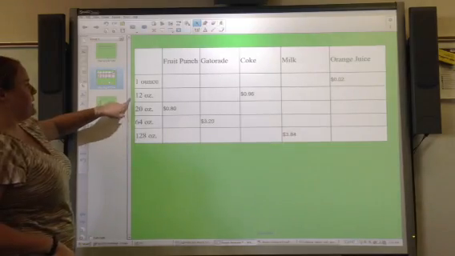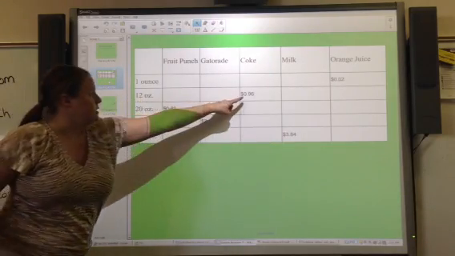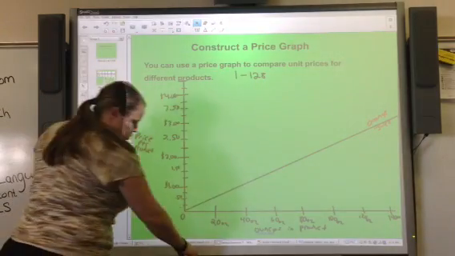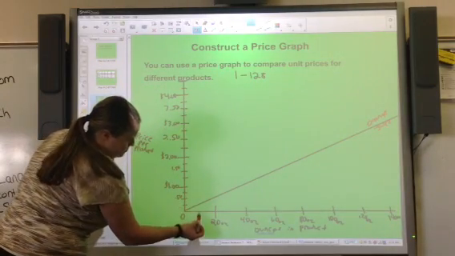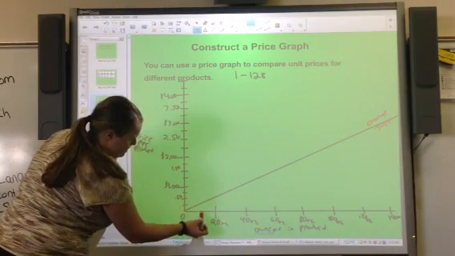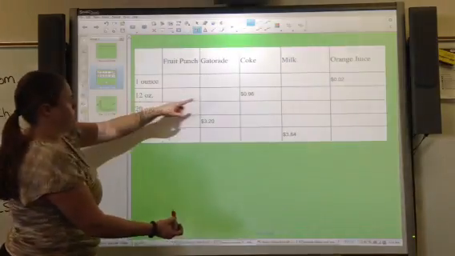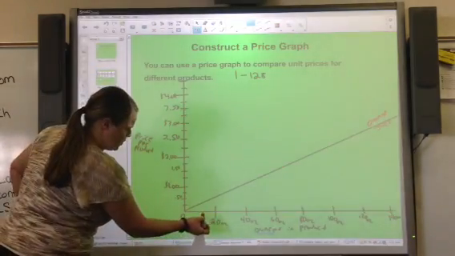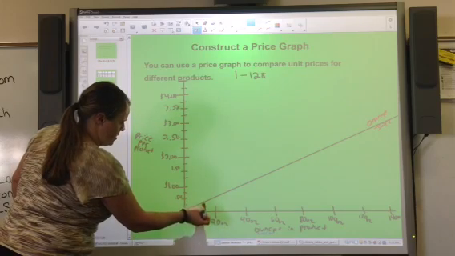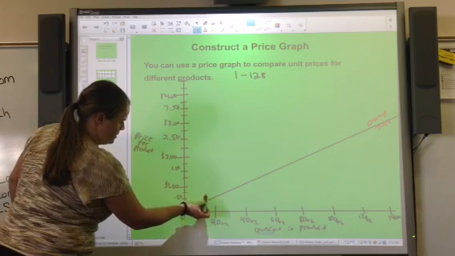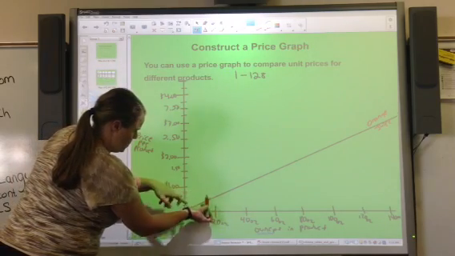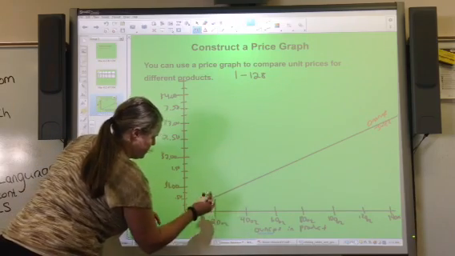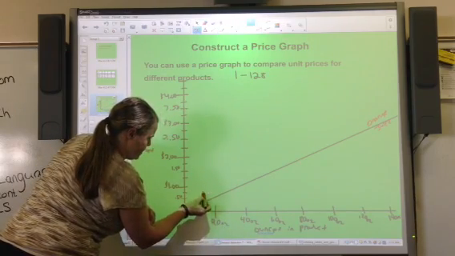My second one is 12 ounces is 96 cents for the Coke. So I'm going to find 12 ounces, which is a little more than halfway. And it costs 96 cents, almost $1. So 12 ounces and almost $1. So this dot is going to go about, that's too far over. Let me slide over some. Let's go about right there.